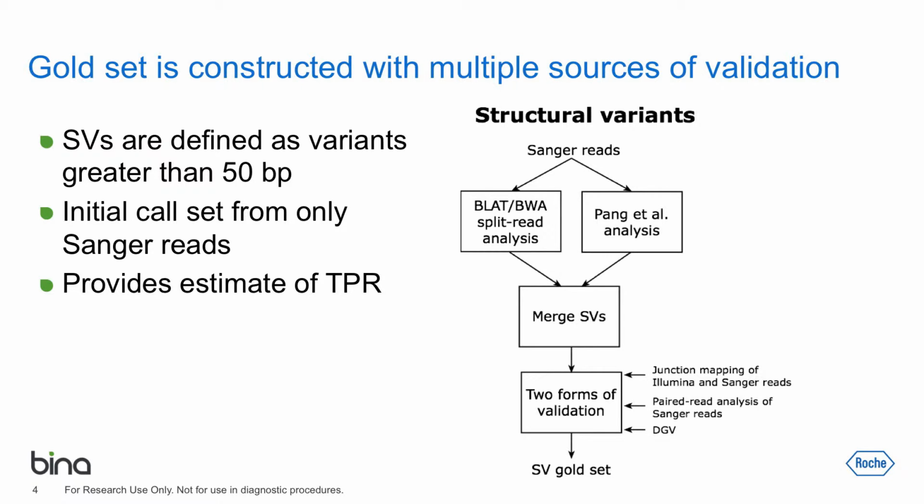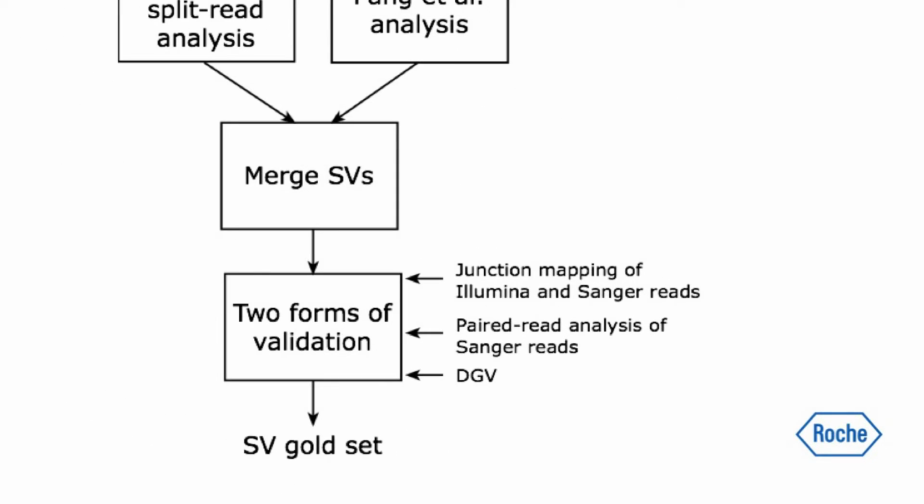Here I'll briefly go over the construction procedure we use to generate this gold set. We use the method of multiple forms of validation. The initial set of variants comes from the original PCR-validated set from the Venter genome. We also augment this set with additional variants that we call from BWA and BLAT. This set of variants then goes through multiple forms of validation, including junction mapping, paired end mapping, and concordance with DGV. Variants which pass two forms of validation are included in our gold set.